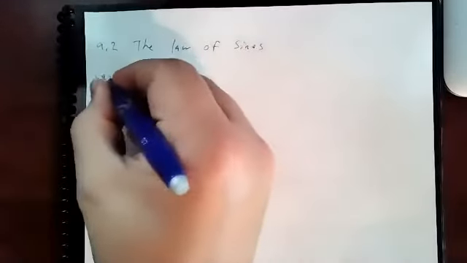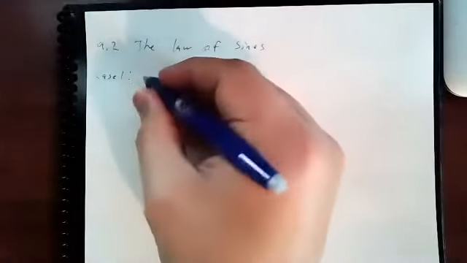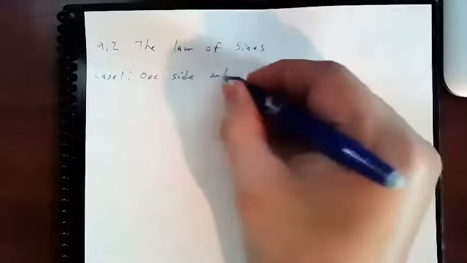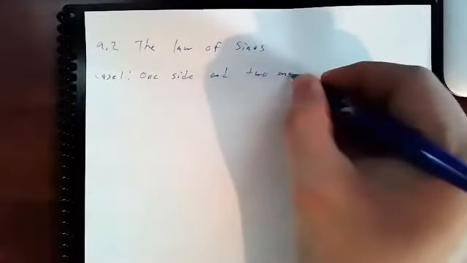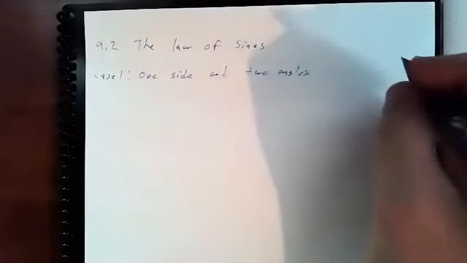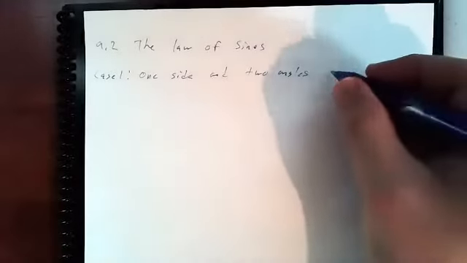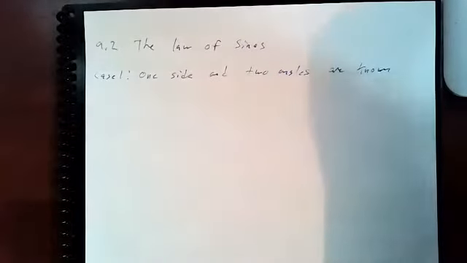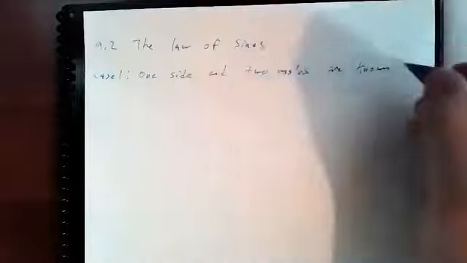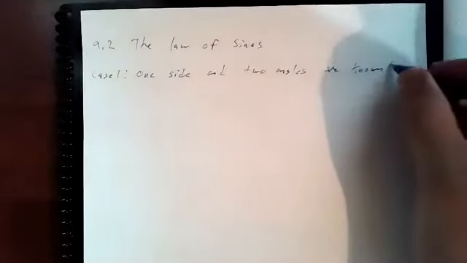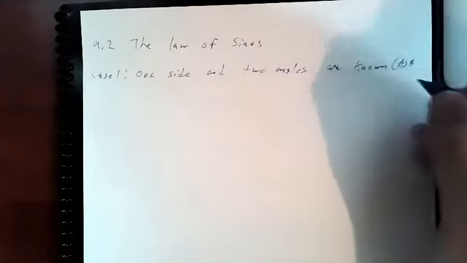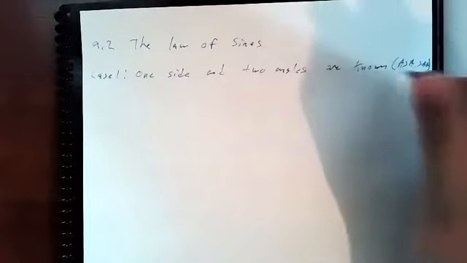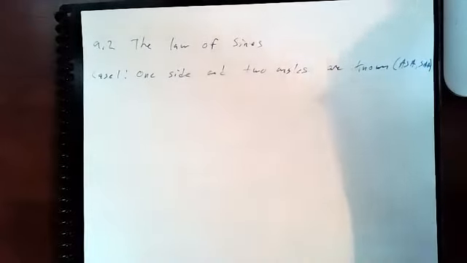So case 1, you're given one side and 2 angles. Are known. One side and 2 angles are known. We call those ASA or SAA. Angle, side, angle, or side, angle, angle.